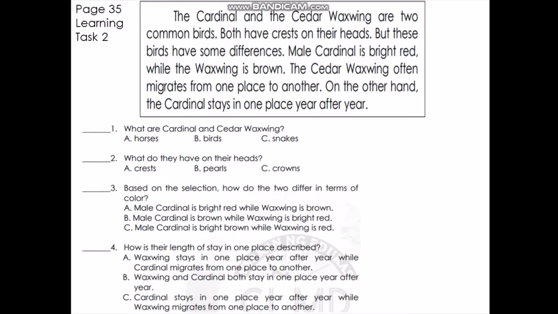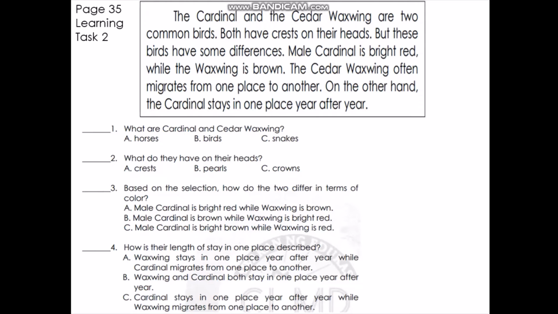The cardinal and the cedar waxwing are two common birds. Both have crests on their heads, but these birds have some differences. Male cardinal is bright red, while the waxwing is brown. The cedar waxwing often migrates from one place to another. On the other hand, the cardinal stays in one place year after year. So now let's answer the questions.